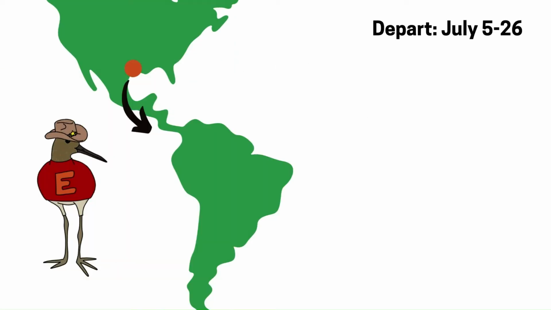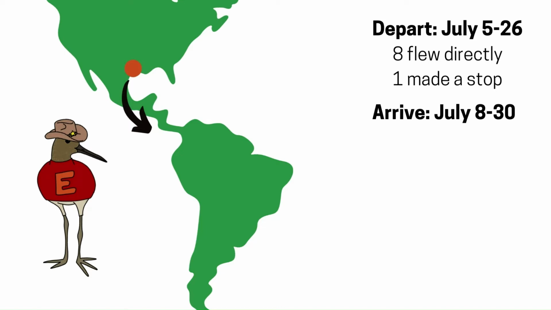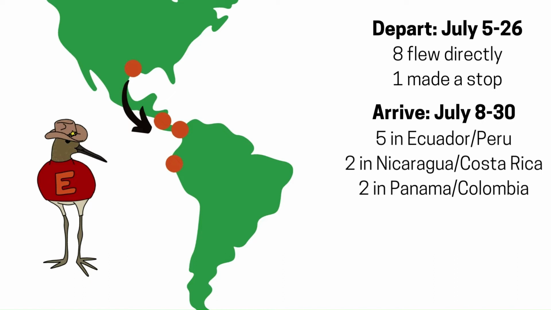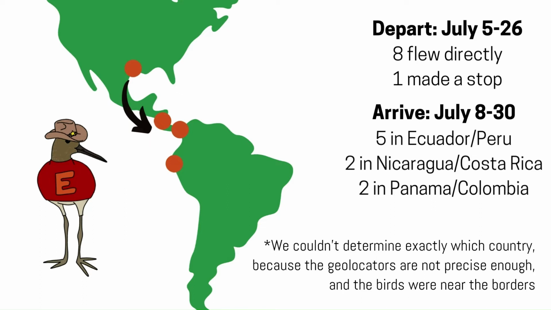Our willets departed the Texas coast breeding site from July 5th through the 26th. 8 of the 9 individuals made a direct flight from the breeding grounds to the wintering grounds, while 1 individual appeared to make a 1-day stopover somewhere on the Atlantic coast of Mexico. Southbound migration lasted 2 to 5 days, with the willets arriving at their wintering sites from July 8th through the 30th. 5 individuals wintered on the coast of Ecuador or northern Peru, with 2 individuals wintering on the coast of Nicaragua or Costa Rica, and 2 individuals wintering on the coasts of Panama or northern Colombia.